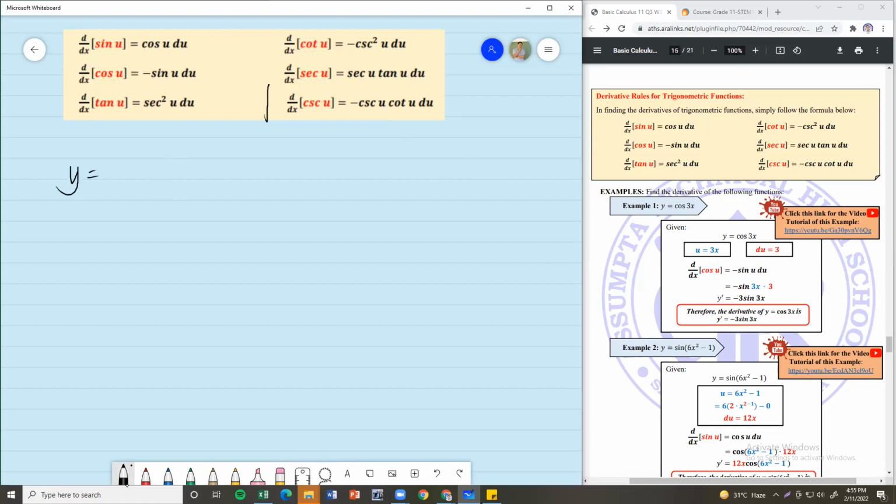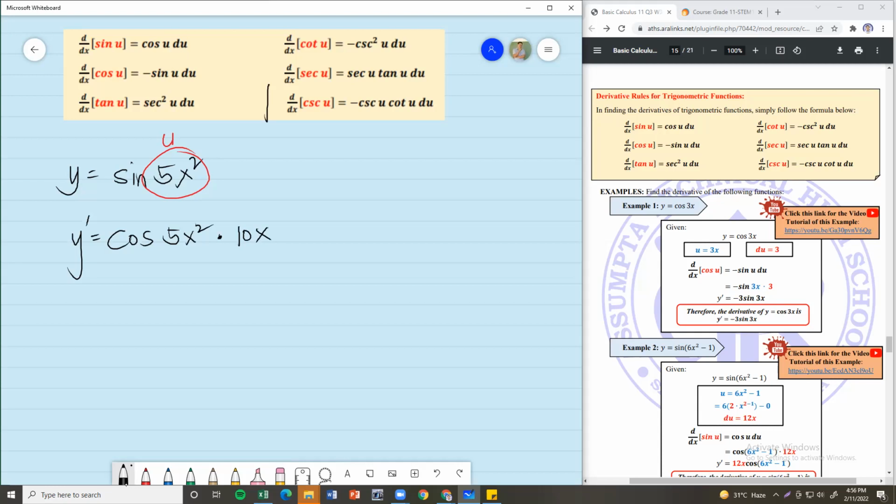Y is equal to sine of 5x squared. Yan. Ready na. Simple lang siya. Yung sine, lagi siyang nagiging cosine. Tandaan niyo yun. So therefore, y prime will be equal to cosine. Remember that this is your u. Yun po yung u ninyo. So therefore, it will become cosine of u, o kopyahin nyo, 5x squared times derivative ng u. Ano ang derivative ng 5x squared? Di 10x. Can you follow?